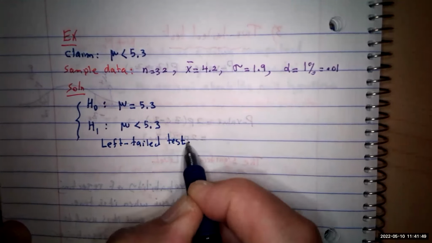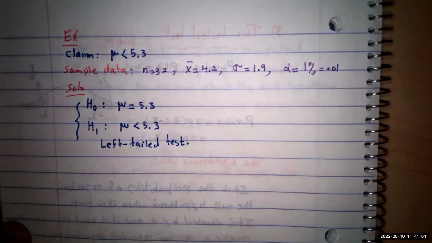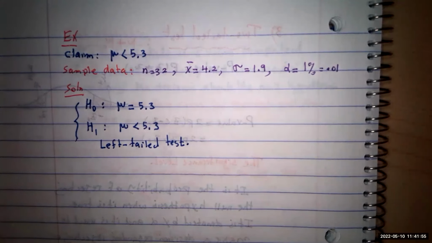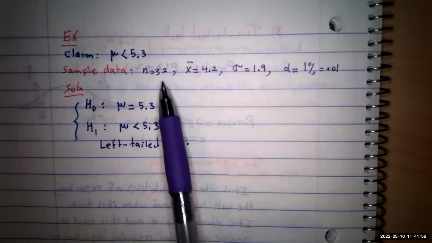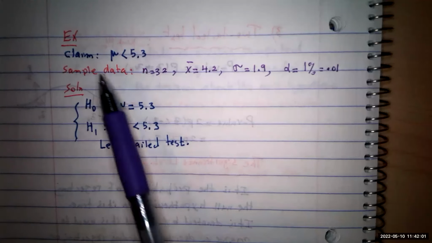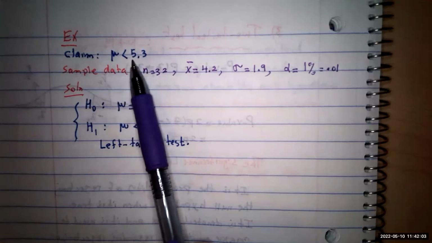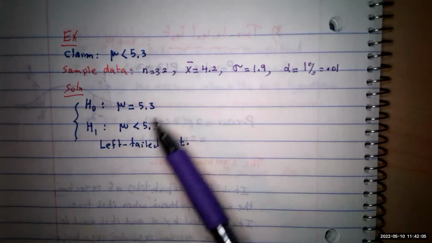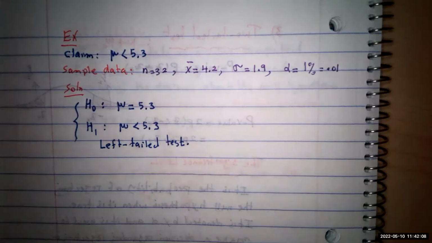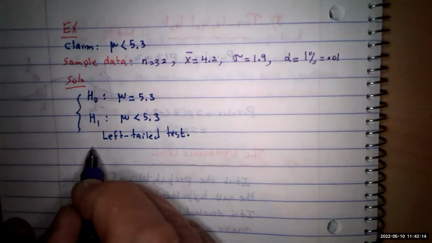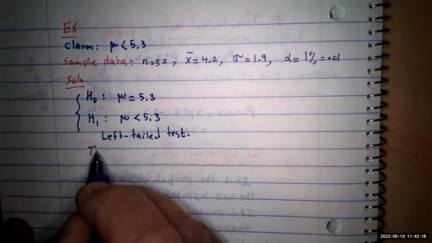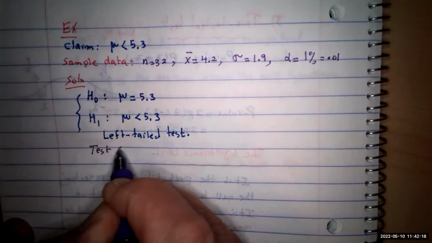That is step one of the solution. Any questions? As we talked about, the H naught is always the equation, mu equal to that number, 5.3. H1 is the claim that mu is less than 5.3, and it is going to be a left tail test. That's step one. Step two is the test statistic. So what is going to be the test statistic?